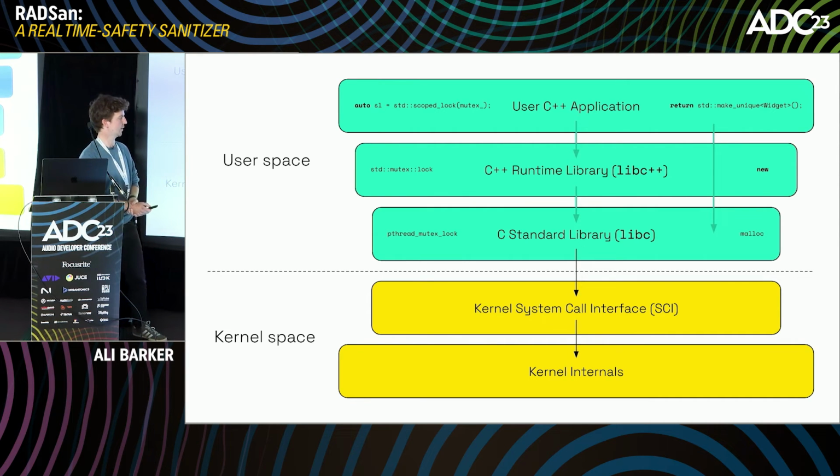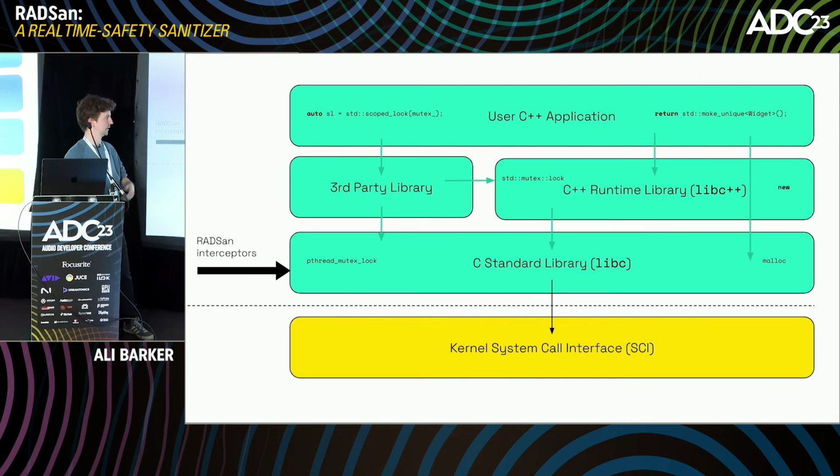So if we look at these layers as a kind of funnel with everything going through the C standard library, then this is the best place for us to intercept. And also, if we use a third-party library, even if we can't see the actual source code, it will still be using the same C standard library to go through in order to call into the kernel.